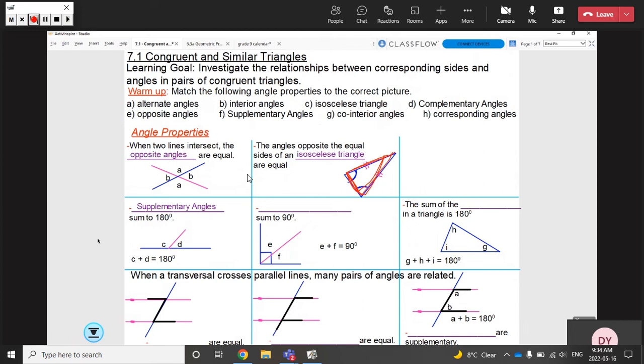They add up to 90? I think if this is supplementary, I think this is complementary. Yeah, complementary.